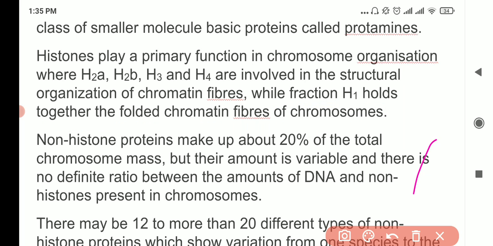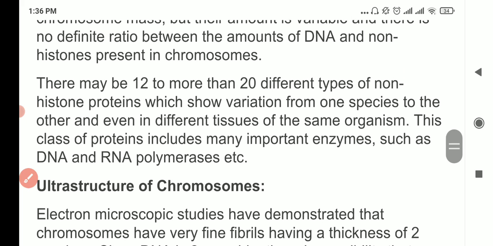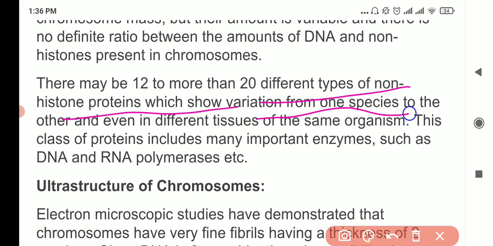The non-histone makes up about 20% of the total chromosome mass, but the amount is variable and there is no definite ratio between DNA and non-histone. There may be 12 to more than 20 different types of non-histone proteins, which show variation from one species to the other, and even in different tissues of the same organism. This class of protein includes many important enzymes such as DNA and RNA polymerase.